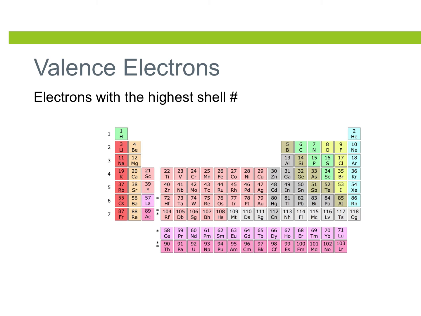Okay, the outermost shell. So I just want to teach you, how do we know what the valence electrons are when we're looking at an electron configuration? Okay, they're the electrons with the highest shell number. So if you want to write this down, you can. And then I'm just going to copy the previous electron configuration so I can show you what that would look like.